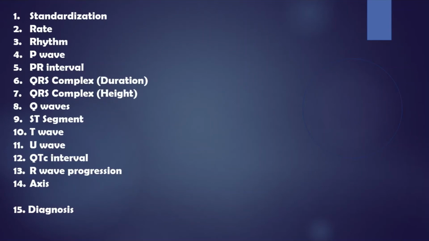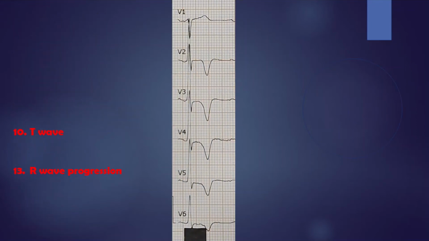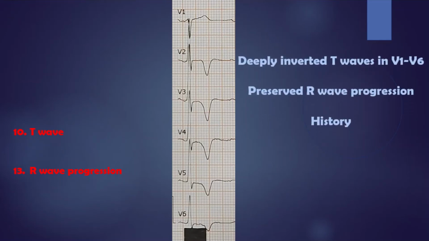When you do a complete analysis of the previous ECG, you will find out that there is something wrong about the T wave and the R wave progression. Essentially, you have deeply symmetric T wave inversions in the precordial leads, and you have a preserved R wave progression. Again, you need to take a look at the history of this patient. If this patient was complaining of cardiac pain previously and is now pain-free during this ECG, it's Wellens syndrome.